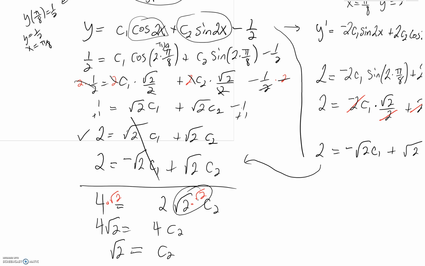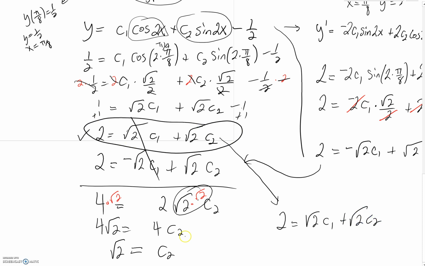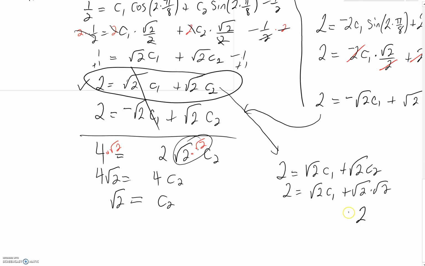But now, check this out. If we just recopied that first equation that we had for the initial condition, this thing right here, if we were to plug in our c2 now, we have root 2 times root 2. Well, root 2 times root 2 is a 2, isn't it? And when I subtract a 2 from both sides, I get 0. And wow, all of a sudden you can see C1 is 0.